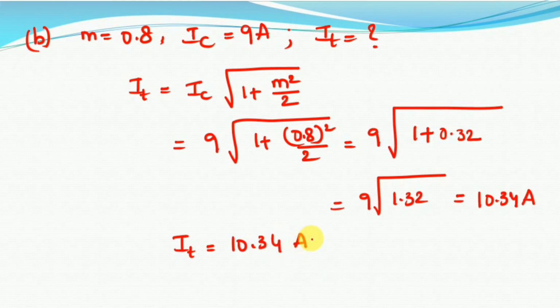So for the given modulation index and the carrier current, we obtain the transmitted current as 10.34 amperes. So this is how we calculate the given problem with the concept related to modulation index and also the transmitted current.